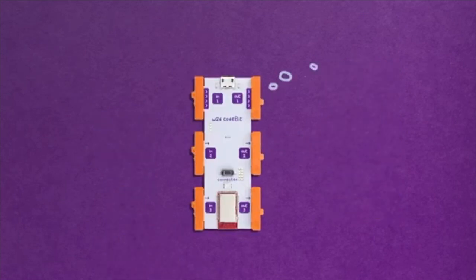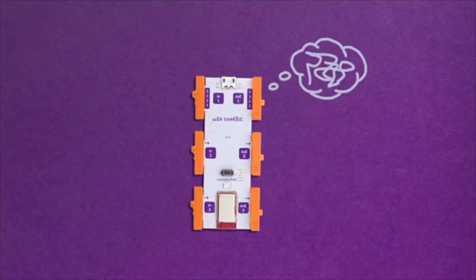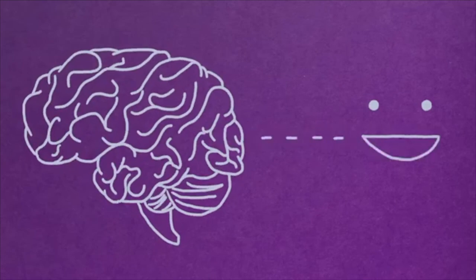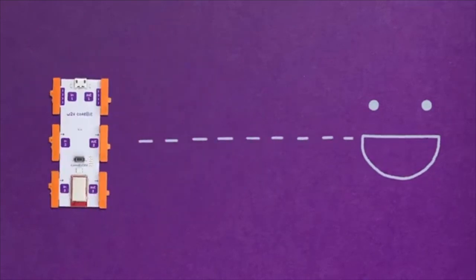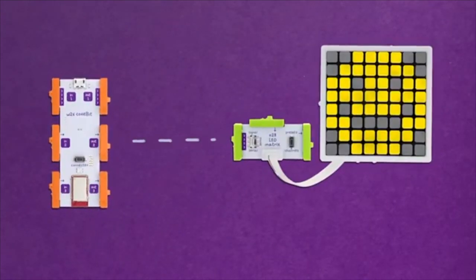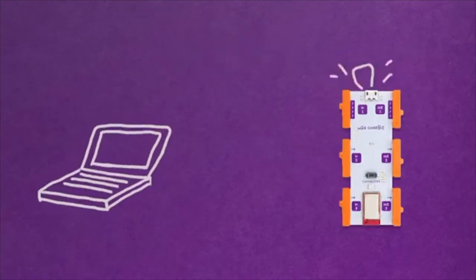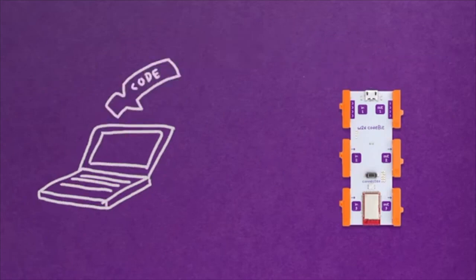Now the code bit will take those signals and think about how it wants to react to them. Just like your brain making you smile when you get a high five, the code bit will tell outputs how to react to signals from inputs. All this happens by loading code to your code bit. Code? Let's get right into that.